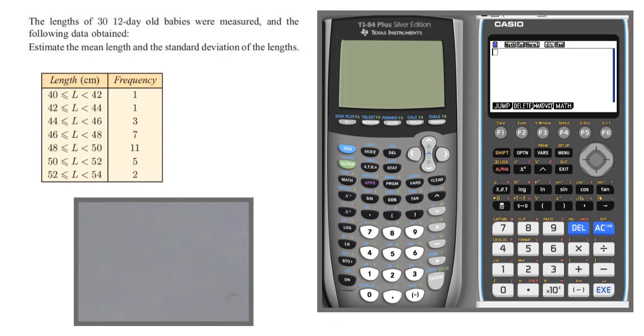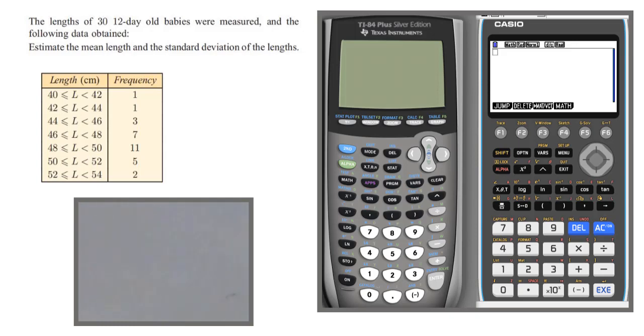We need to estimate the mean length and the standard deviation of lengths. So the key word there is estimate. It doesn't mean sort of guess something using your best knowledge or your informed position or something like that. It means that all we can do is estimate, because we don't actually know how long these babies are.